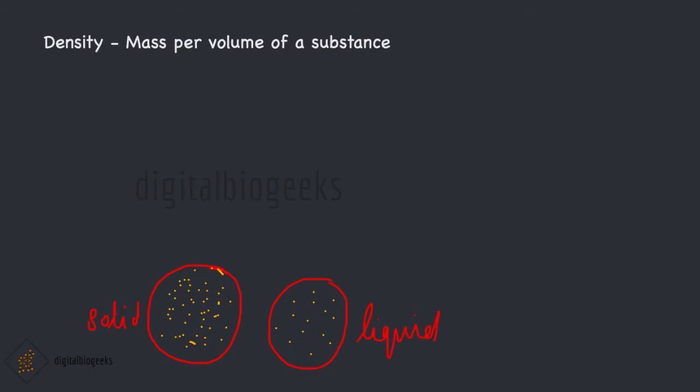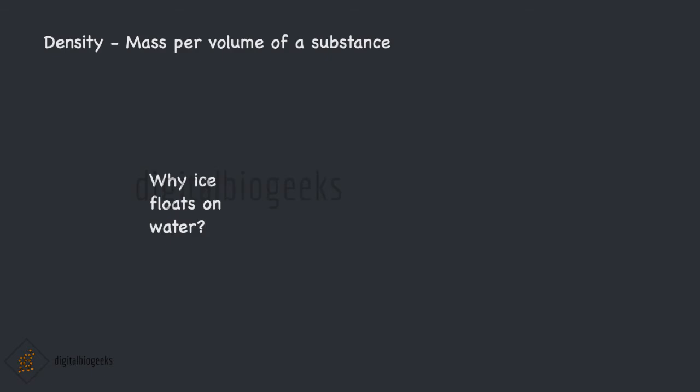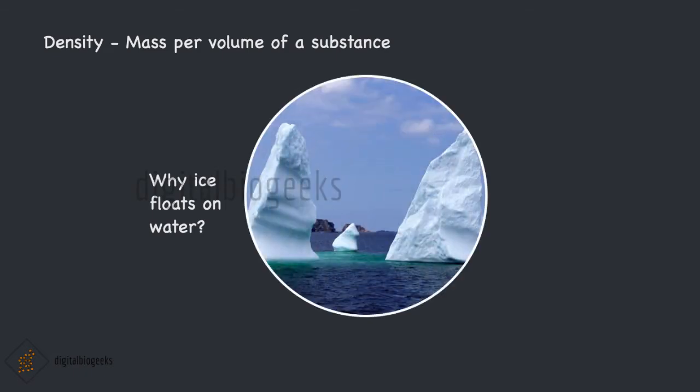The things that have high density will sink in water and the things that have low density will float on water. Ice is a solid, but ice floats on water. How come this is possible? Let's check. In ice, the particles are arranged in a special manner. The water molecules in ice are farther apart than the water molecules in liquid water. Due to this, the density of ice is lower than that of water. This is the reason why ice floats on water.